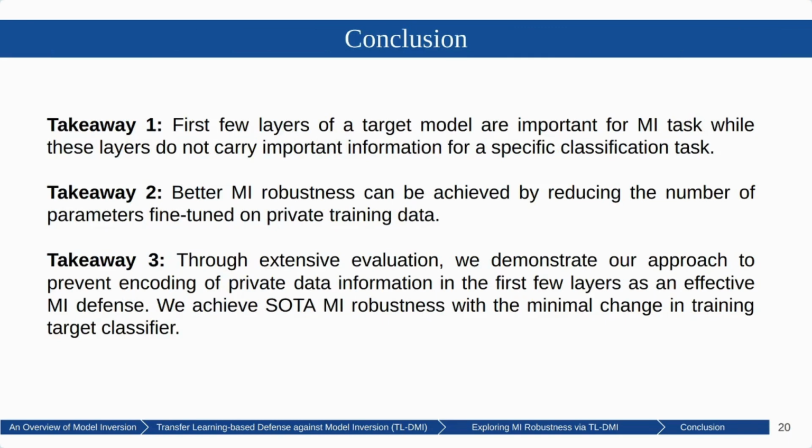The main key takeaways are as follows. The first key takeaway: the first few layers of a target model are important for MI task, while these layers do not carry important information for a specific classification task. Second key takeaway: better MI robustness can be achieved by reducing the number of parameters fine-tuned on private training data. Final key takeaway: through extensive evaluation, we demonstrate our approach to prevent encoding of private data information in the first few layers as an effective MI defense. We achieve state-of-the-art MI robustness with minimal change in training the target classifier.